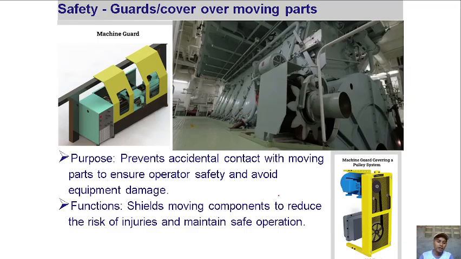Okay, next, we have the safety guards, cover over moving parts. So ito, since this is a moving part, itong turning gear natin, so may cover yan. Itong flywheel, since it is a moving part, may cover yan. Okay. Prevents accidental contact with moving parts to ensure operator safety and avoid equipment damage. So function: shields moving components to reduce the risk of injuries and maintain safe operation. So this one is a motor, if it is rotating, there is a cover. And then another one in here is belt driven by the motor, so it has also a protection from personnel. Oh, to protect the personnel.